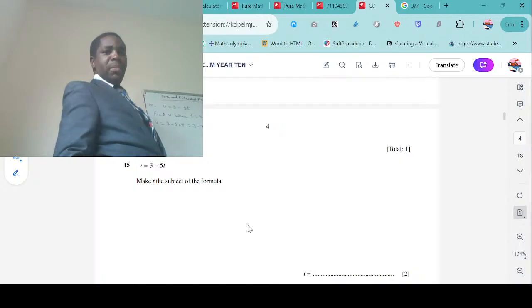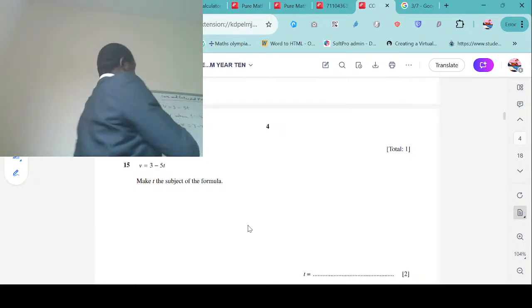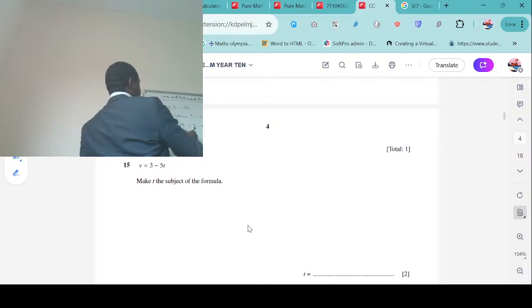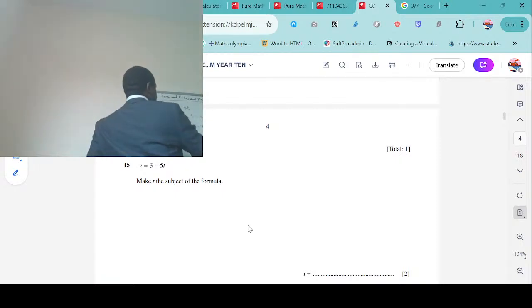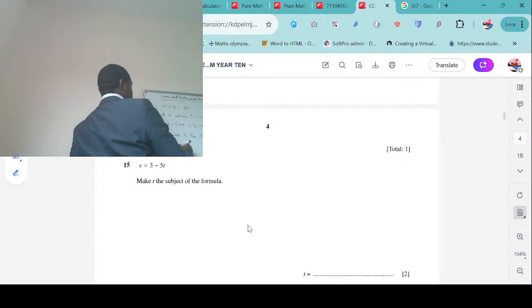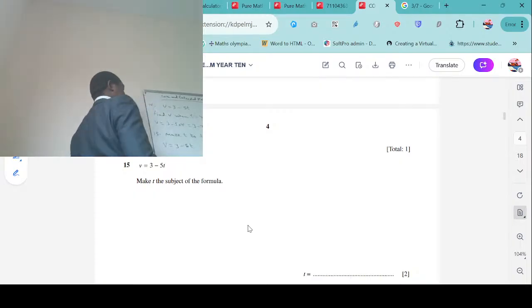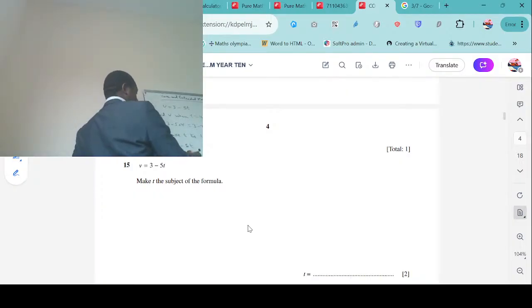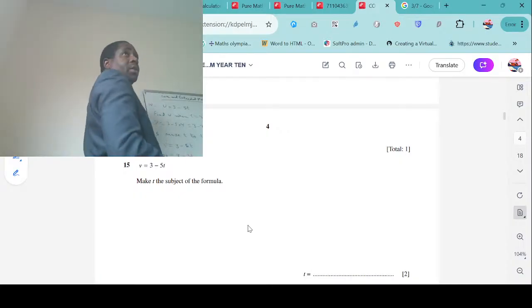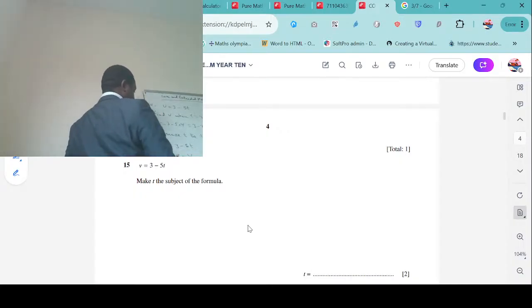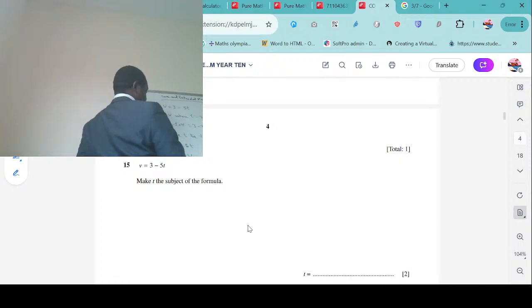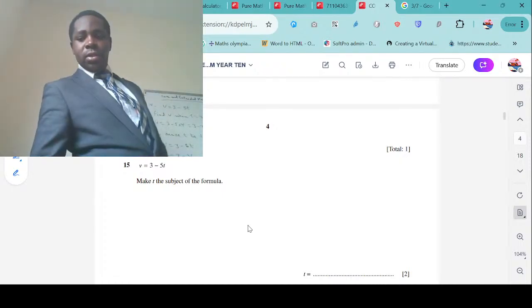The next question says make t the subject of the same formula. So if B is 3 minus 5t, to make t the subject of the formula, I think it's better for me to bring this here. If I bring this here, this will become 5t equals 3 minus B. Then divide by 5, so t will be (3 minus B) divided by 5. 2 marks for that.